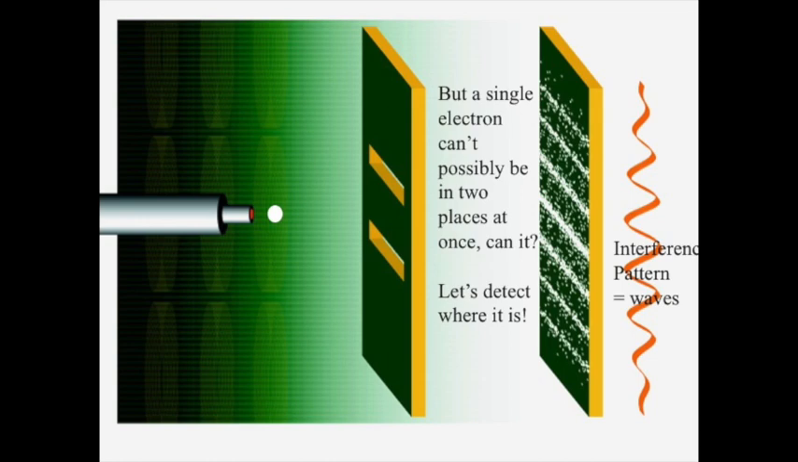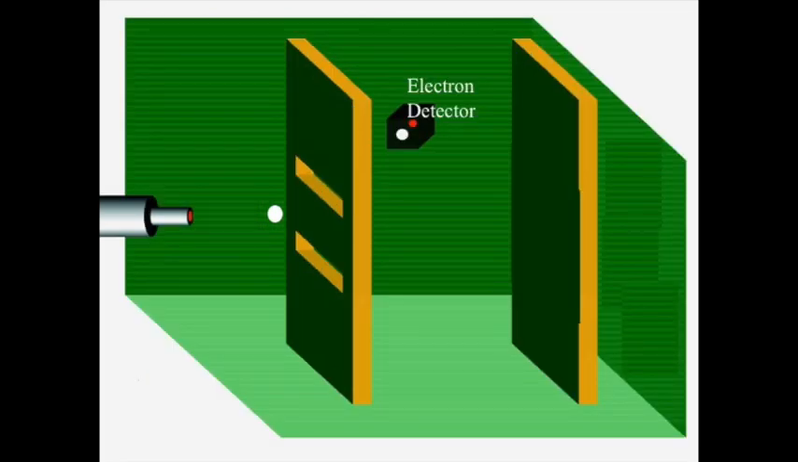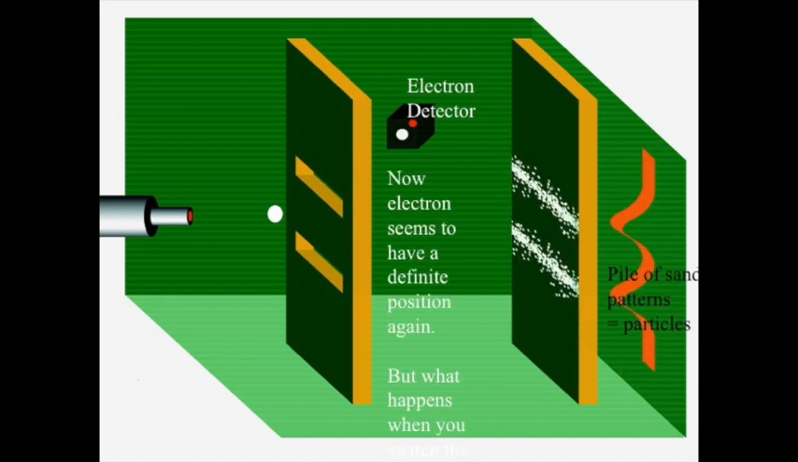Let's detect where it is. So we can put a detector on one of the slits and say, hey, it's either going through this one or that one. So we put a detector on. Here we are. Repeat the experiment now with an electron detector, say at the top slit. If it goes through there, we know it's gone through there. If it lands at the screen and the detector doesn't beep, then we know it's gone through the bottom slit. So we have a way of detecting where the electron goes. And now we don't get an interference pattern.